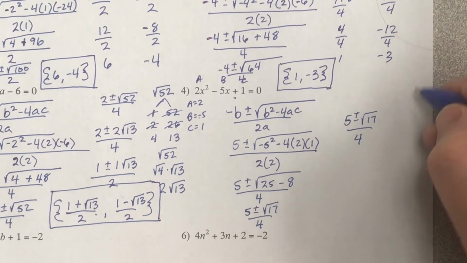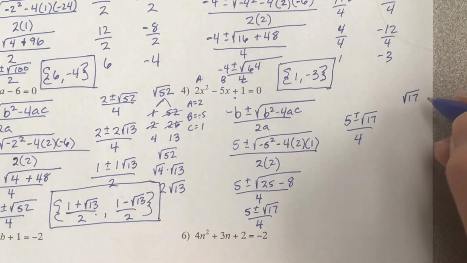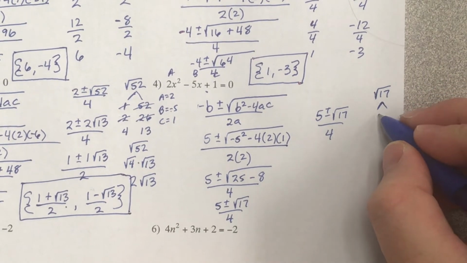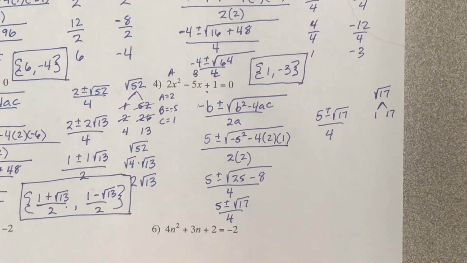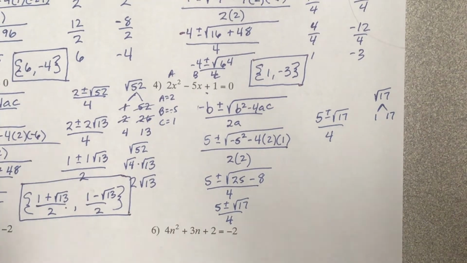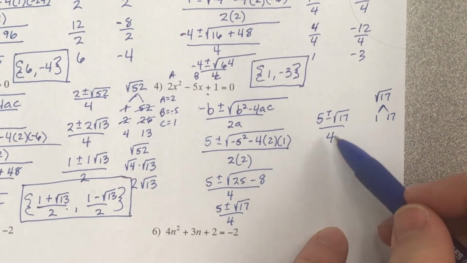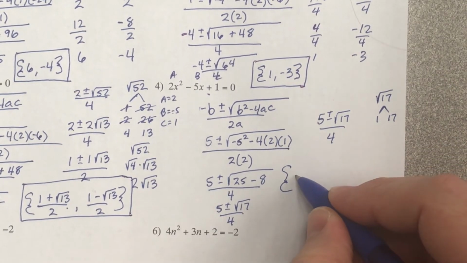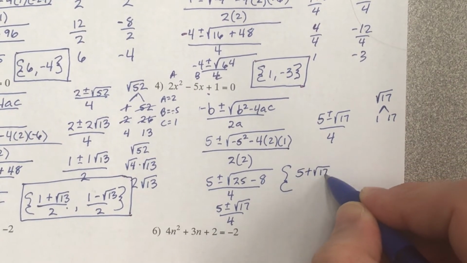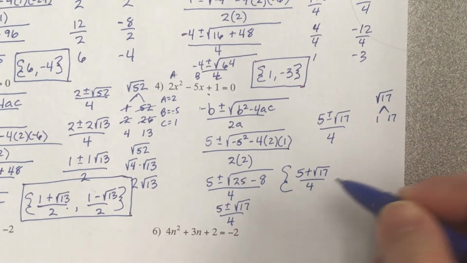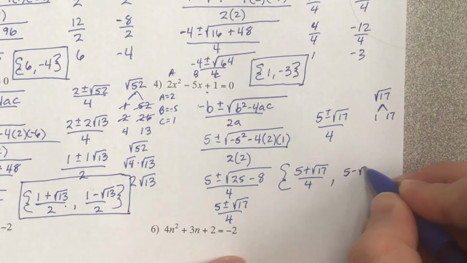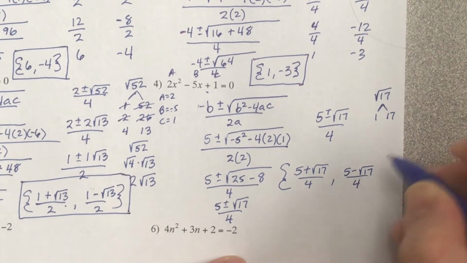over 4. So we ask ourselves, pulling that square root of 17 to the side, can I simplify this? Well, what are the factors of 17? Just 1 and 17. If it can't be simplified, then it's in simplest form, so this would be our answer. So our answer is just this split up: 5 plus the square root of 17 over 4. 5 and 4 can't be simplified. There's nothing that'll go into them. And then 5 minus the square root of 17 over 4.